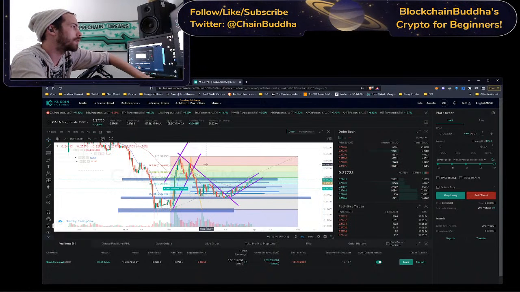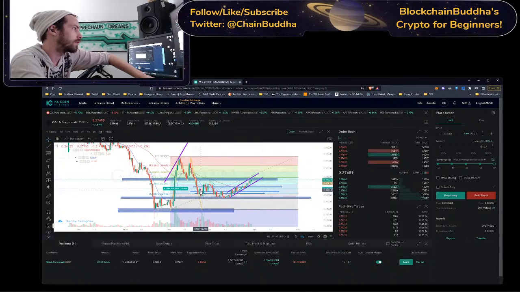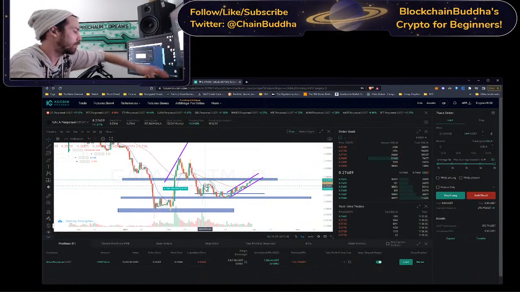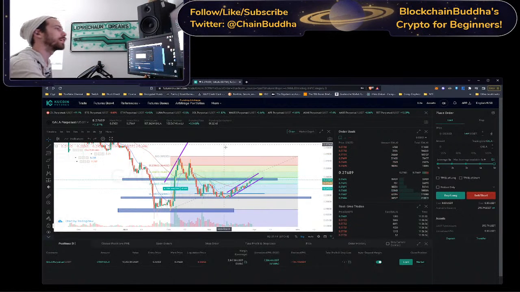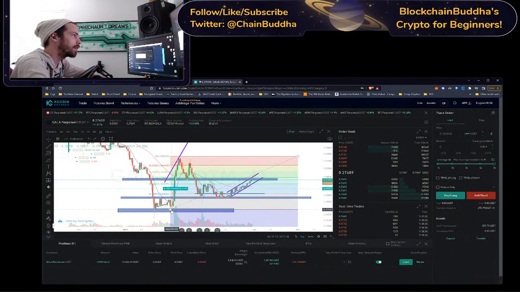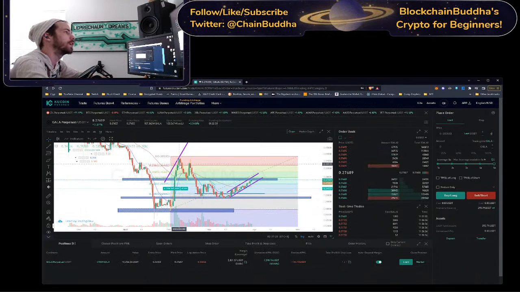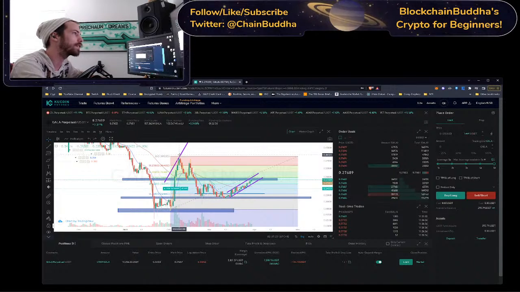Let's delete some of these. Oh, let's not delete that one. All right. So you see price started at the bottom here. This is where your 1 point is, and it came up to the 0 point at the top here.